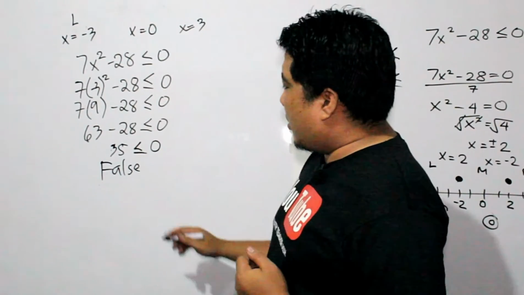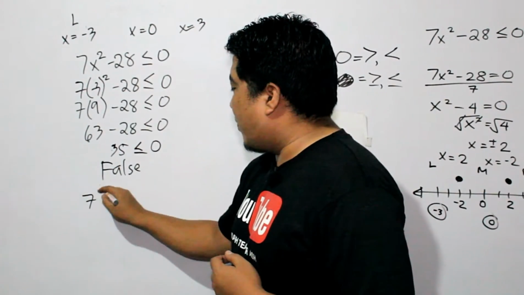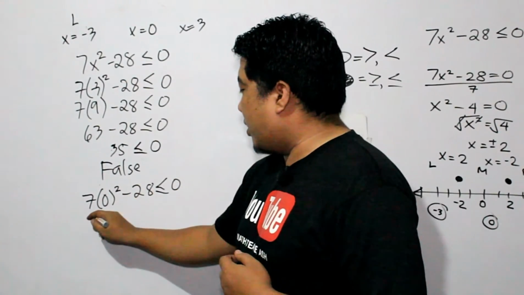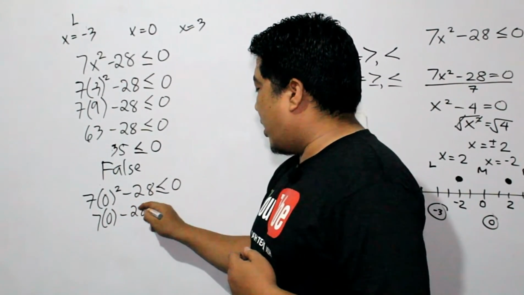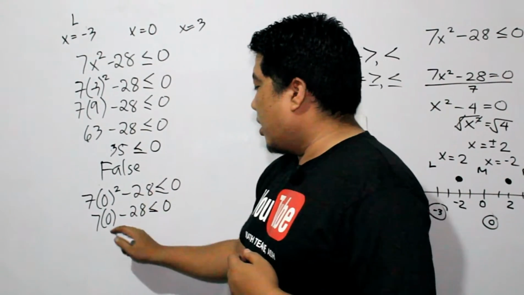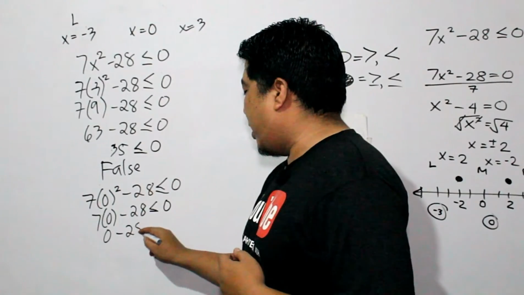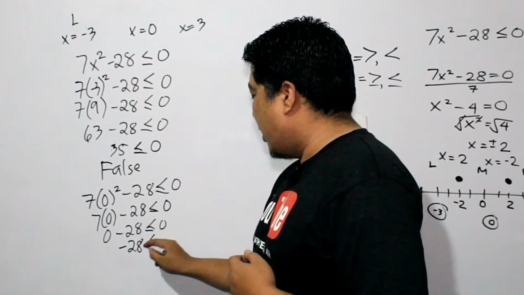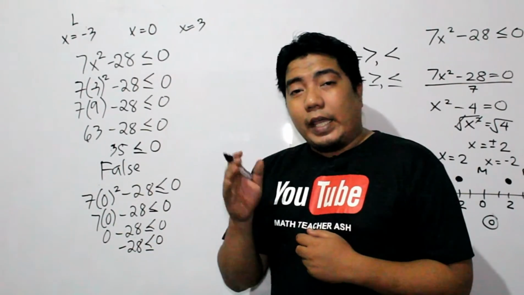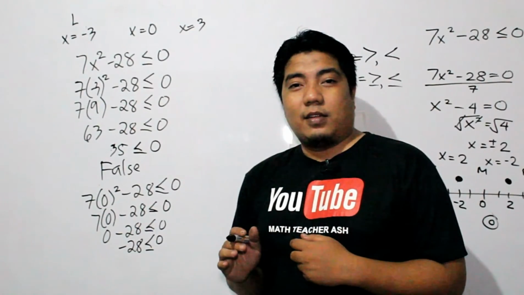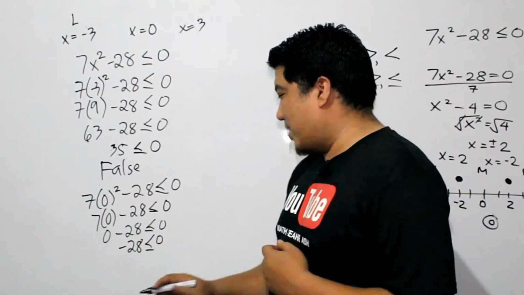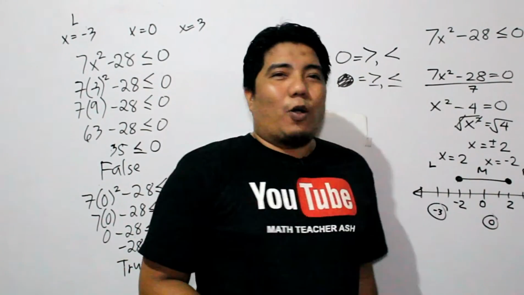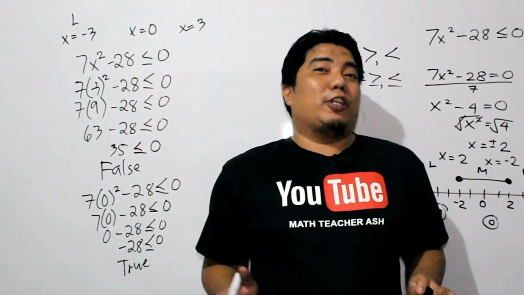Okay, now let's consider 0. We have 7 times 0 squared minus 28 is less than or equal to 0. So 0 squared is 0, 7 times 0 is 0, minus 28. 0 minus 28 is negative 28, is less than or equal to 0. Now, the question is, is negative 28 less than or equal to 0? Yes, it is. So that is true. Therefore, all the answers in our middle region are part of our solution.